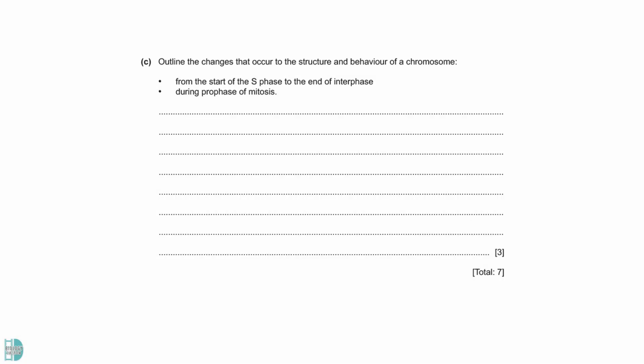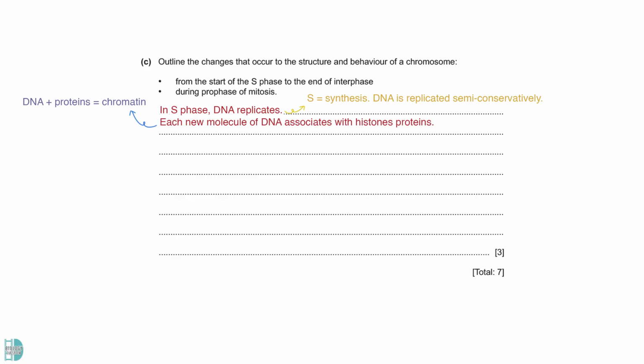C. Outline the changes that occur to the structure and behavior of a chromosome from the start of the S phase to the end of the interphase and during the prophase of mitosis. The S phase is the synthesis phase. This is when DNA is synthesized by DNA replication. DNA replication is done semi-conservatively. The new DNA molecules associate with histone bodies, forming chromatins. Each chromosome will now have 2 chromatids. They are called sister chromatids.